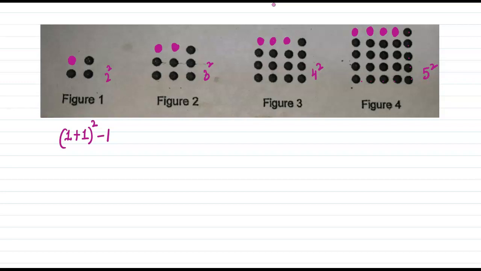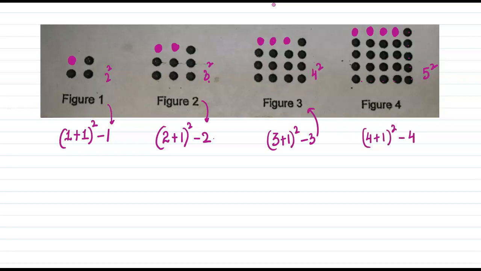Then here, 2 is the figure number, plus 1, because it is 3 square. Square of this and minus 2. So minus the figure number. Here also you see minus the figure number. Now here 3 plus 1 whole square minus 3. Again we are subtracting the figure number. Now 4 plus 1 whole square minus 4.